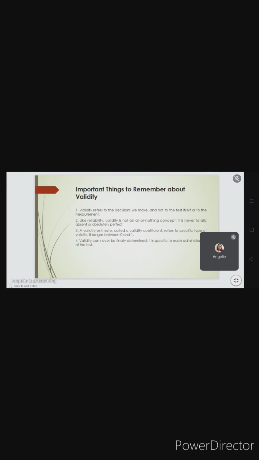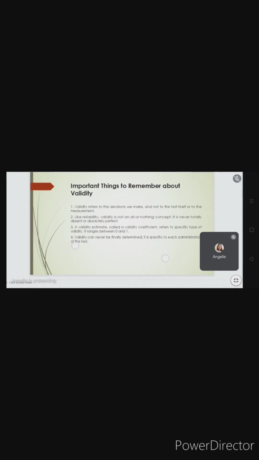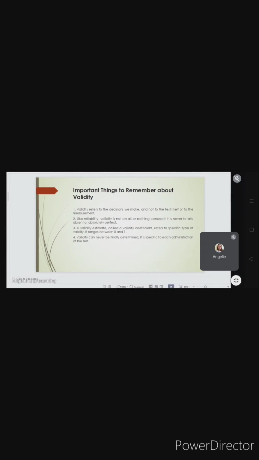So the decisions we make. This is the first important thing. The second is reliability. Validity is not an all or nothing concept. It is never totally absent or absolutely perfect. The third is the validity estimate, called the validity coefficient, which refers to a specific type of validity. It ranges between 0 and 1. The fourth important thing to remember about validity is that validity can never be finally determined, so it is specific to each administration of the test.